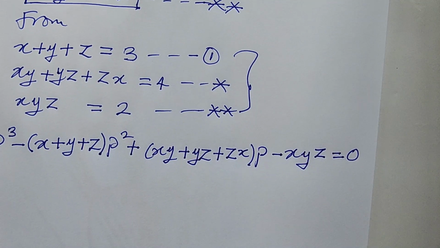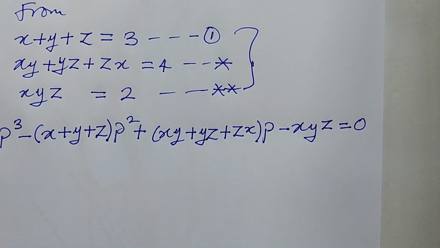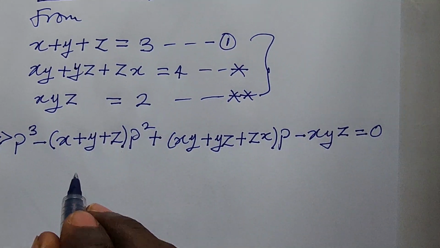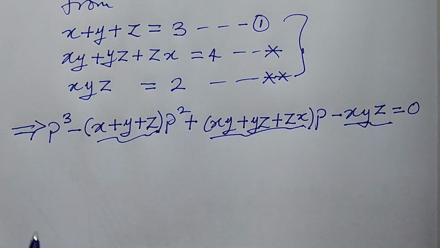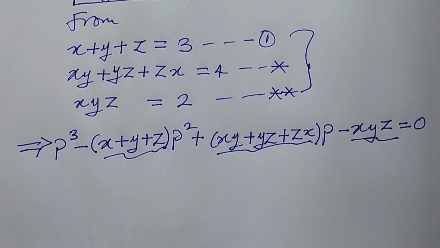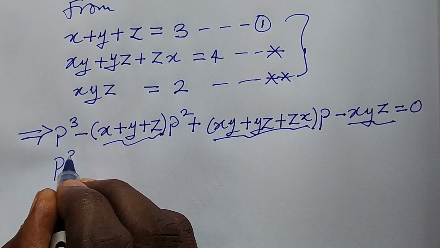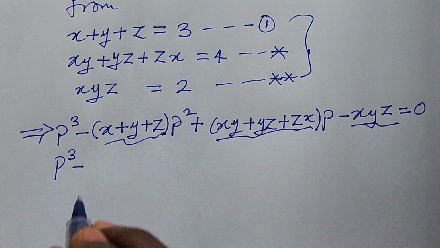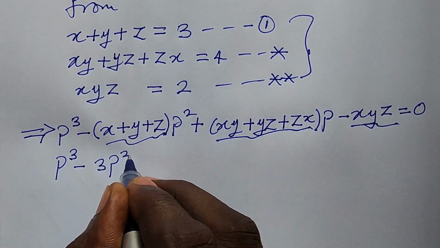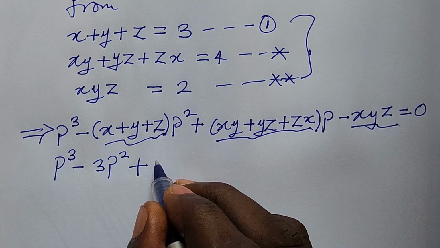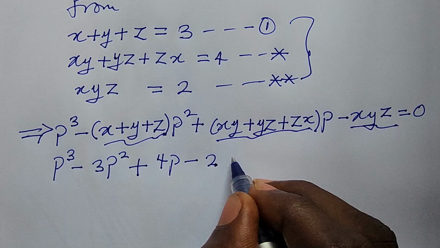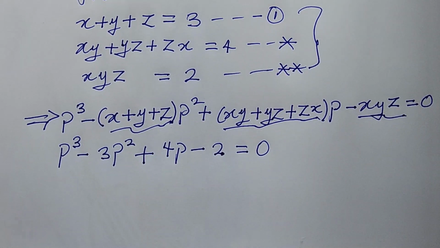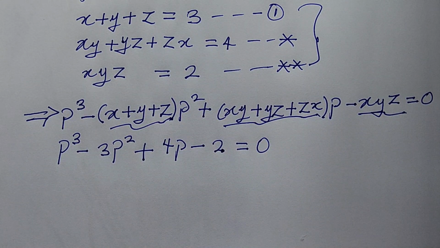Have you seen a thing of this kind before? You are learning something here, right? Okay, so we know the value of this, we know the value of this, we know the value of this, right? Good. So from these equations, this now implies that P to the power of 3 minus 3P squared plus 4P then minus 2, right? Equal to 0.